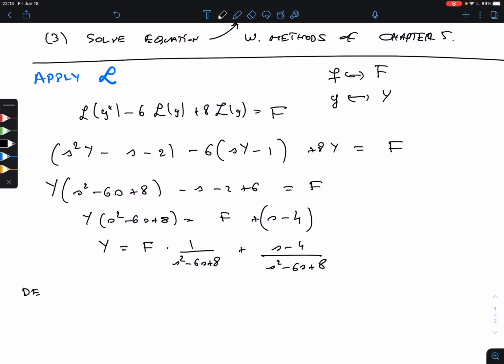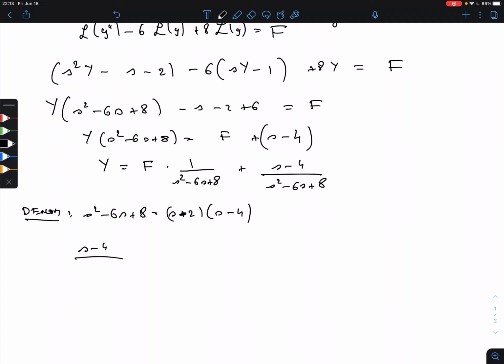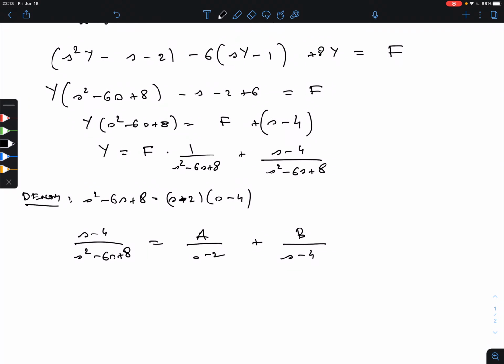So the denominator, of course, is easily factored into s minus 2 times s minus 4, okay? So we know that this fraction here, so let's write down our partial fractions. We know that this one will be a over s minus 2 plus b over s minus 4, or in the other order, doesn't matter here. And using Heaviside, we can easily calculate this a and b.